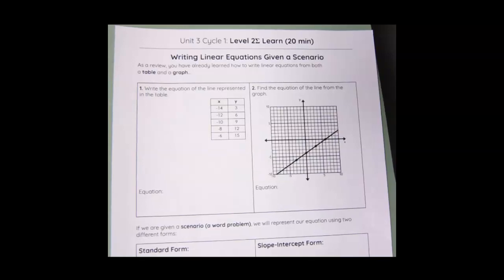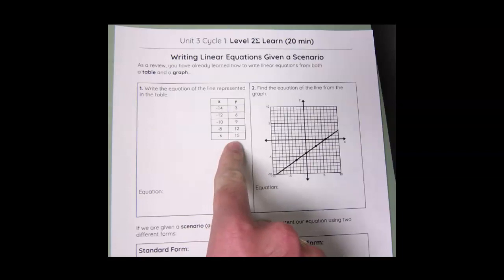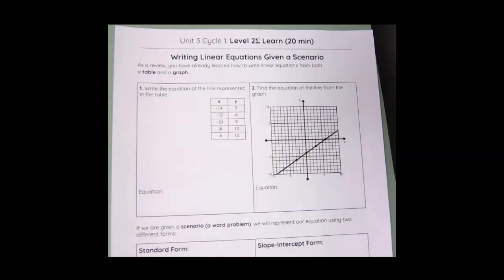So as a quick review, two things you've already learned about. You've learned about them in Level 2 Triangle and Level 2 Infinity. We've learned about how to find a linear equation from a table and from a graph. So we're going to review that real quick before we go into scenarios.